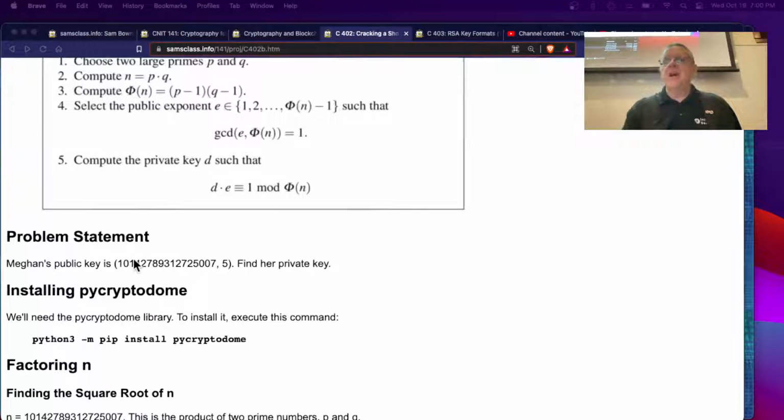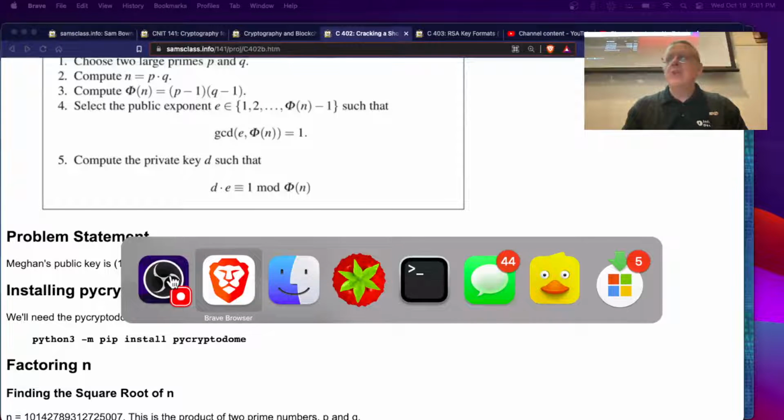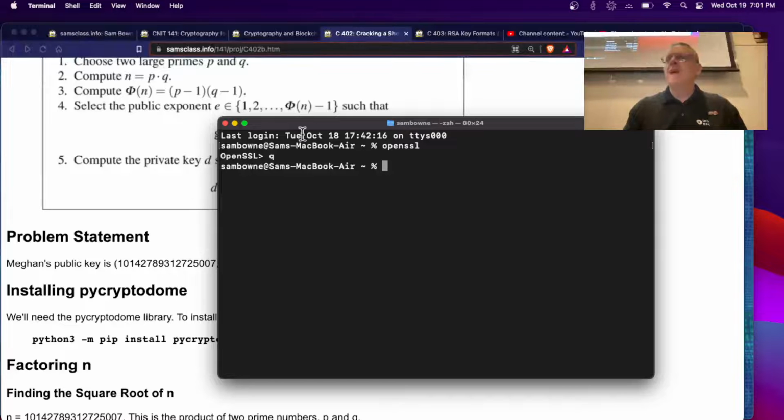So here's the problem statement. I have Megan's public key, and I'm going to try to find her private key. And that should be impossible, and it would be impossible if the P and Q were big enough, but this is not big enough. As we talked about before, the current recommendation is at least 2048 bits, maybe 3,000 or so bits. And this is not that many at all. This is about 20 digits, about 60 bits. So that's why it's going to be, in principle, crackable. So we're going to crack it.